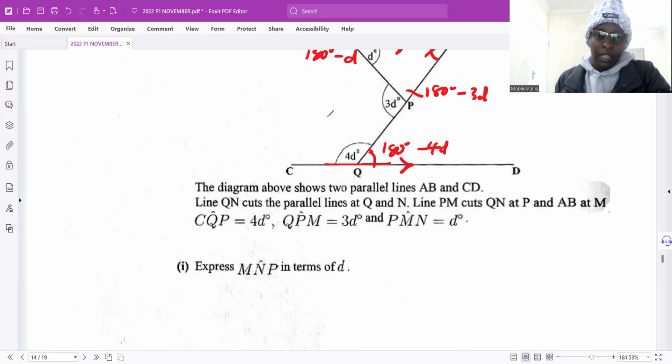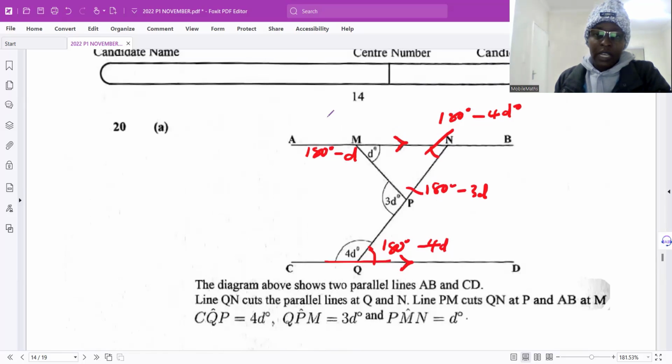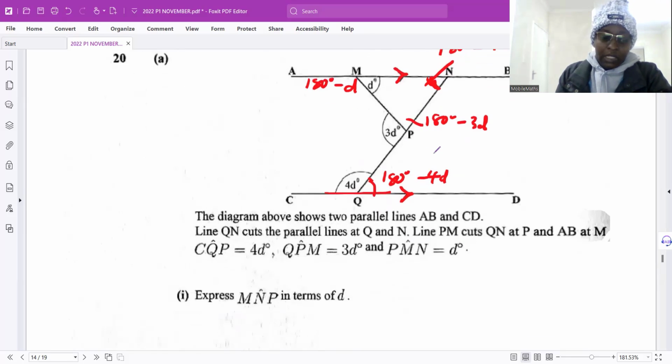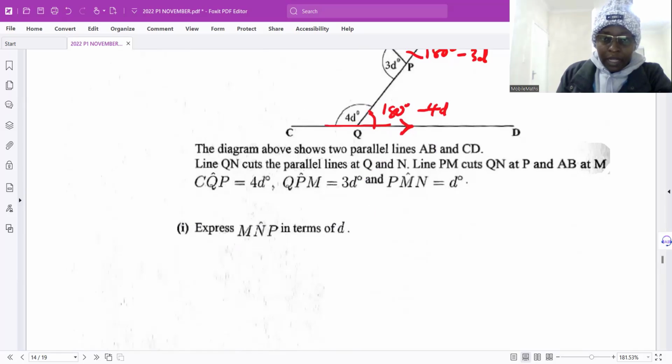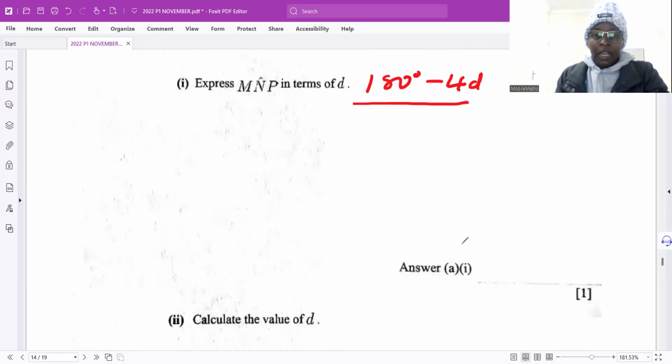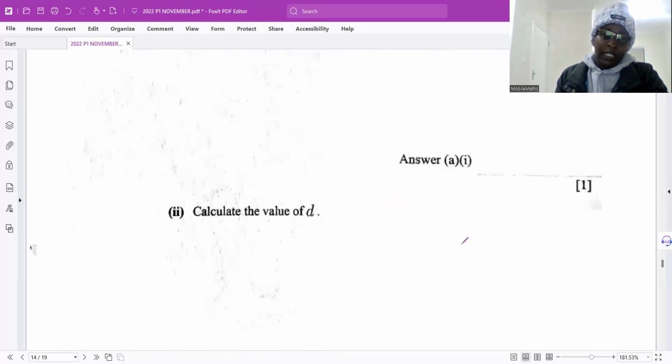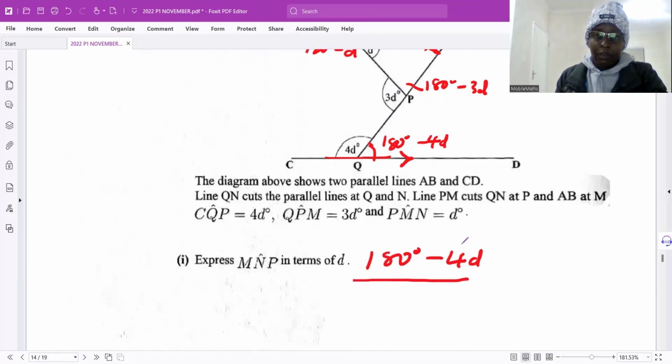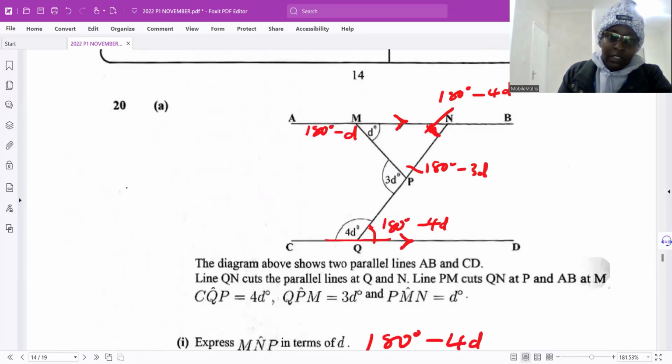Let's see the question. Express MNP in terms of D. MNP. So it's this one, MNP. So we said it's equal to 180 degrees minus 4D. Okay, that's the expression, we are done. Calculate the value of D. Okay, fine. Now we have got a very interesting question.